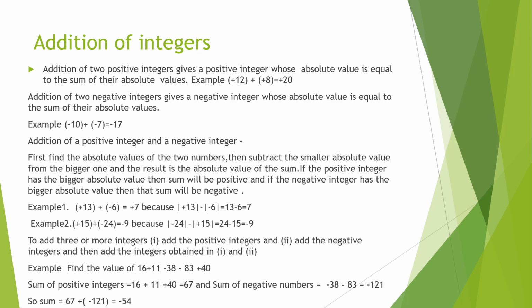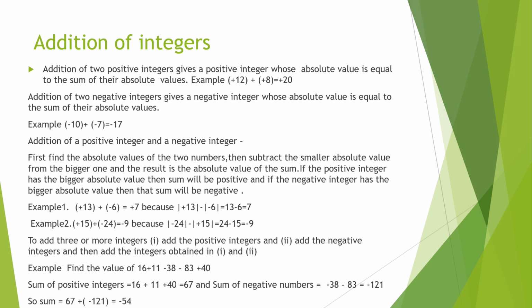So if we have to add a positive integer and a negative integer, first of all we will find the absolute values of the numbers and then we will subtract the smaller absolute value from the bigger one, and that is the sum. And if the positive integer has the bigger absolute value, then the sum will be positive, and if the negative integer has the bigger absolute value, then the sum will be negative.